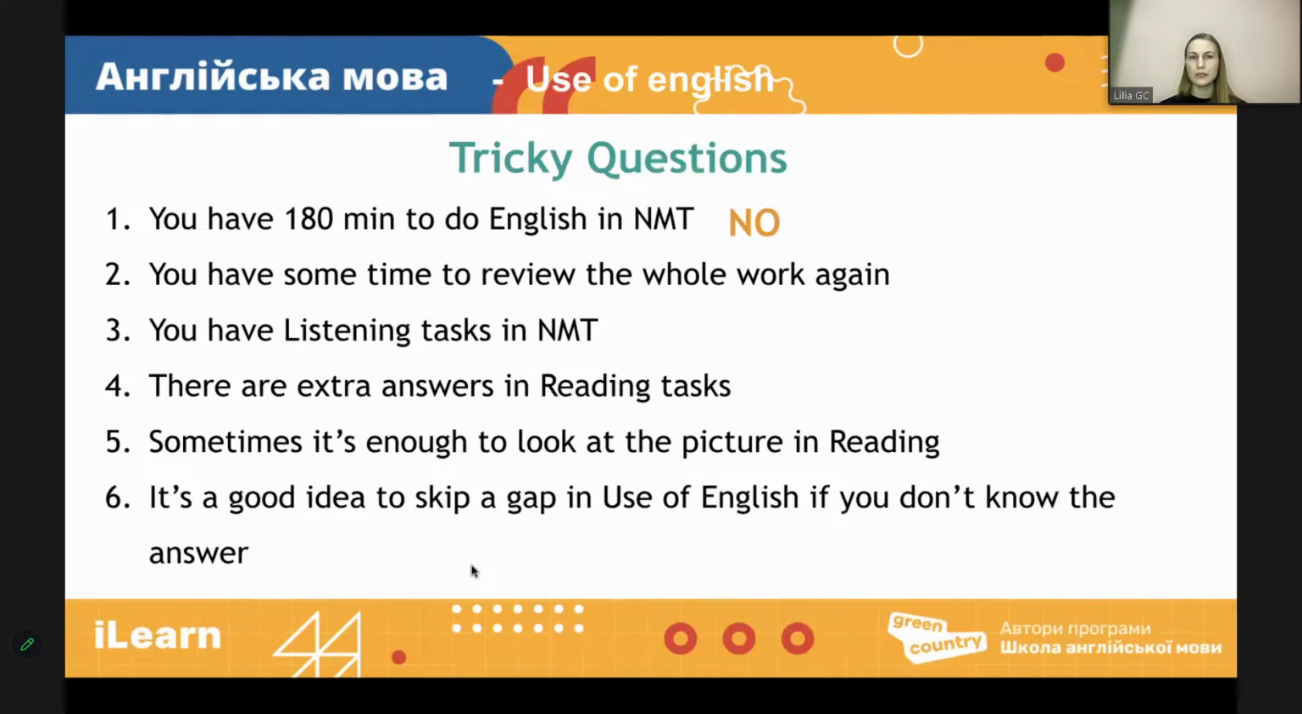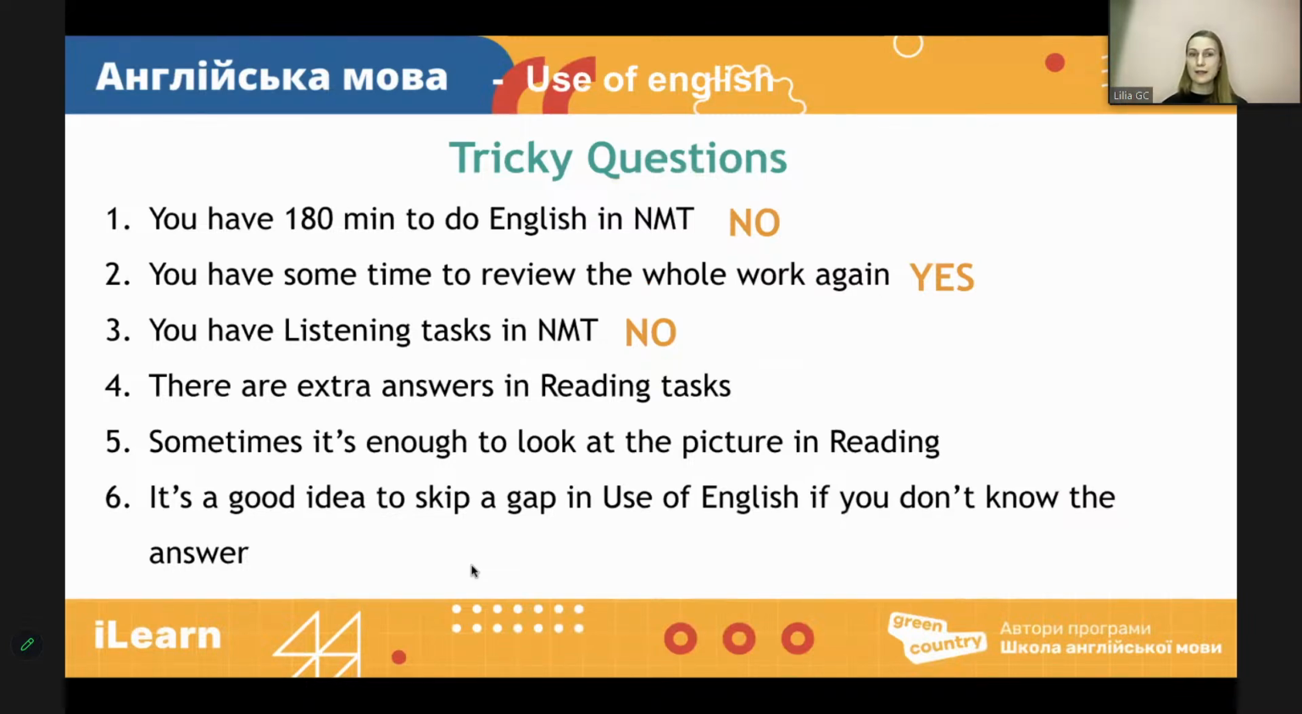Number 2, you have some time to review the whole work again. Number 2, mention numbers, please. True or false? TF, plus, minus, I would accept everything. So, number 2. Yep, that is true. Of course, there are not that many tasks, so you have time to review it. And please do it. Even when you're sure that everything was correct, maybe, just maybe, the final task had some words or some grammar that would give you a hint in the previous tasks. So review all of it. That would be really helpful. Okay, number 3, you have listening tasks in NMT. Of course not. Of course, it is false. Only reading and use of English.